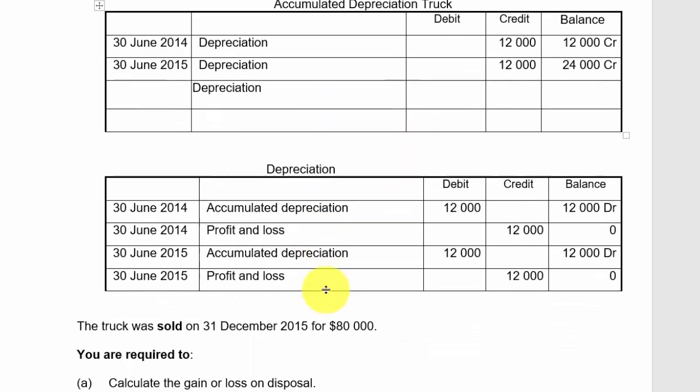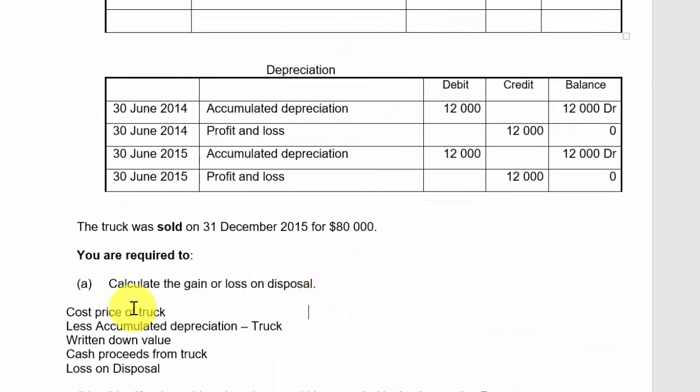So there's information. The first thing we have to do is to be asked to calculate gain or loss on disposal. Now you'll see here what I've done. I have prepared a little list, and that's how I'm going to work it out. I need to calculate some information in order to get to this last stage, a loss on disposal, or it also could have been a gain, depending on whether our written down value was less than what we got for it. Let's just work through it.